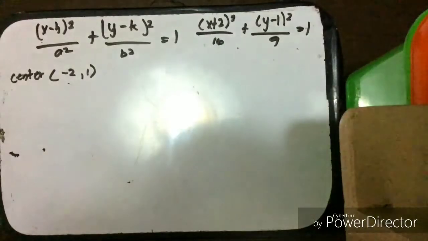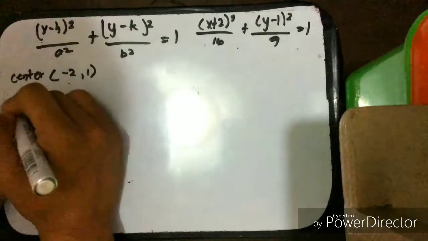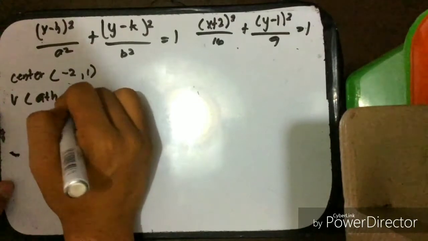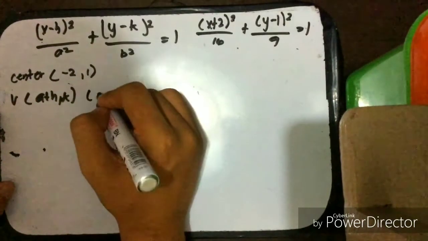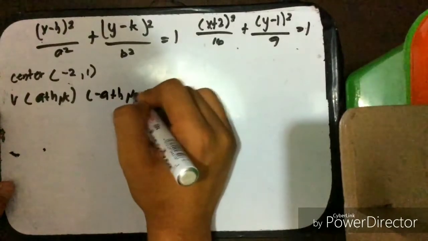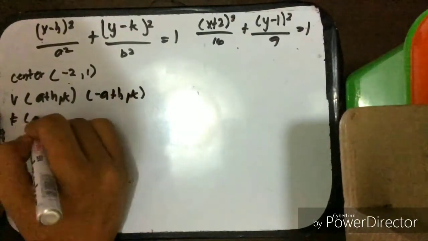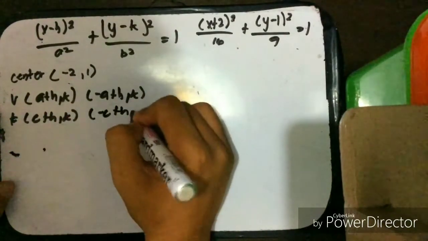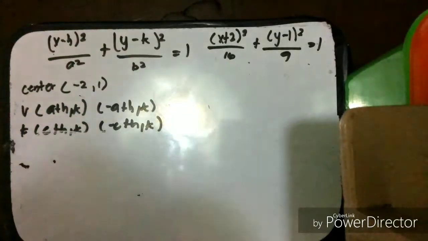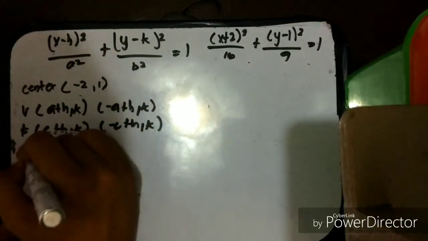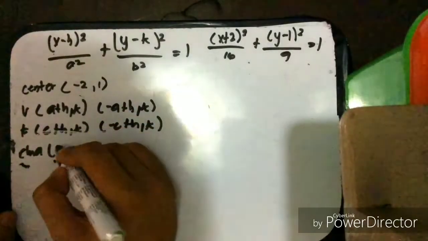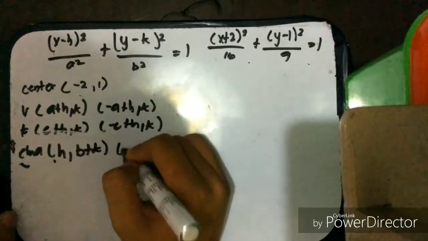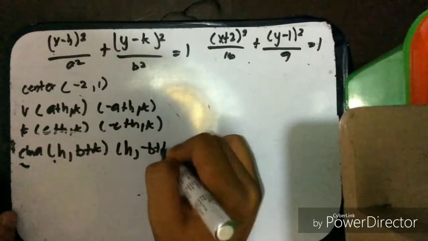Now we will need to find its coordinates. So for the vertices, a plus h and k. For the second, negative a plus h and k. For the foci, c plus h and k, then negative c plus h and k. The formula for the endpoints of the minor axis is h and b plus k, and h and negative b plus k.